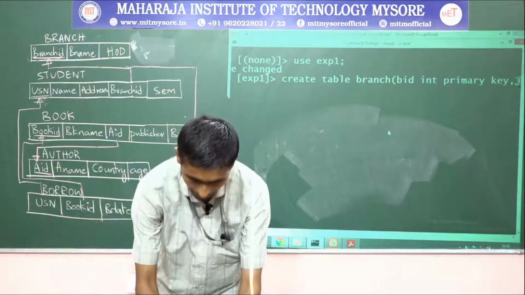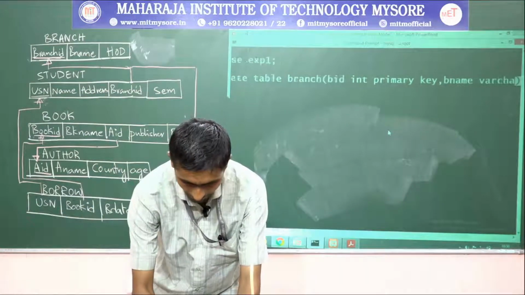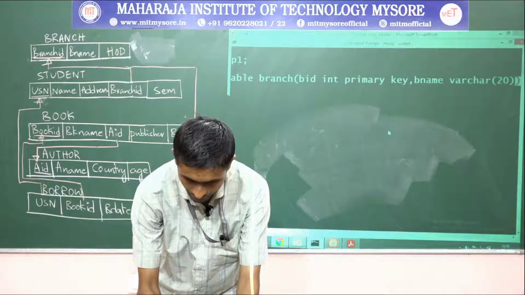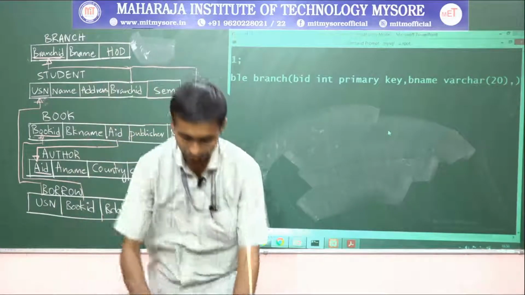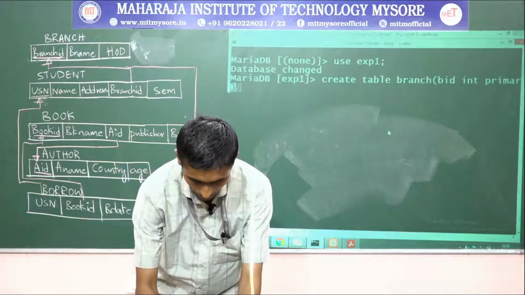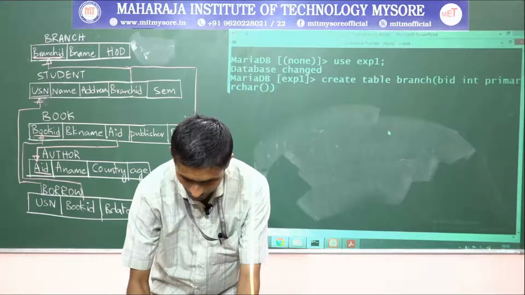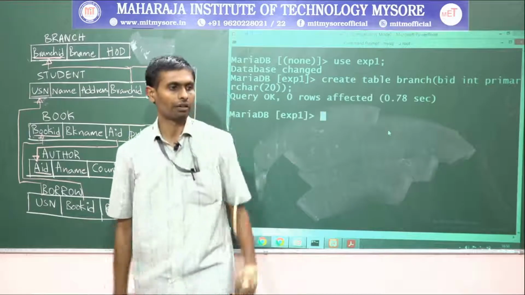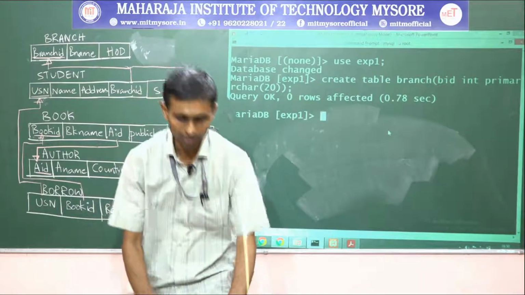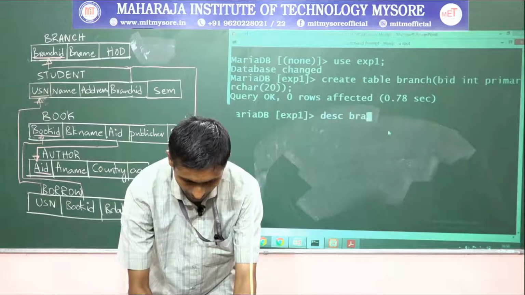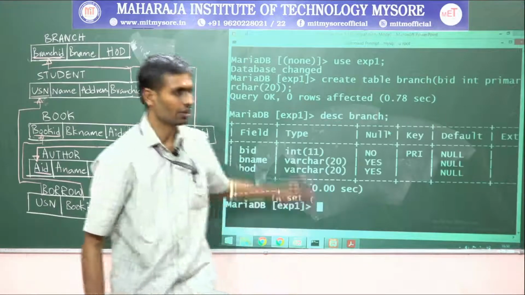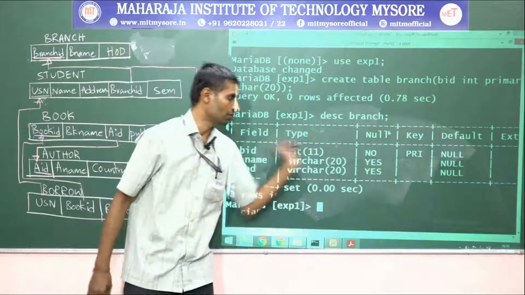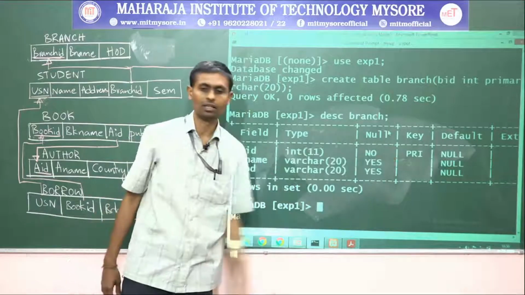What's the next one? B name, branch name, right? Varchar, it is of string type. Then what next? HOD. This also I want to make it as varchar with some 20. I can give yes, done. I am ready with the first table, branch. Let me go with describing a branch table. Describe branch. Yes, I got the branch table with BID, branch ID as primary key.